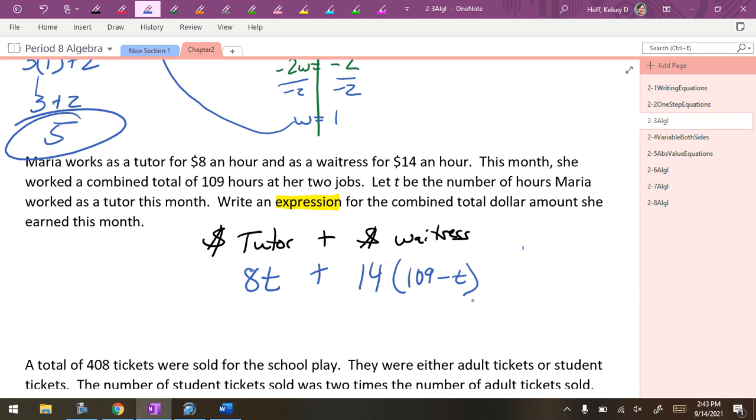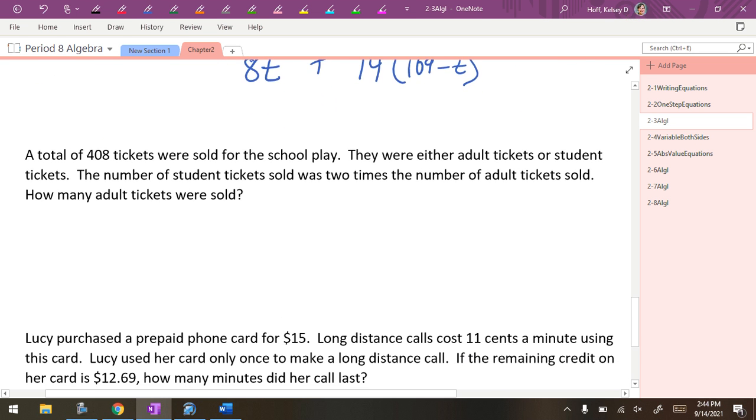Okay, so using this same thought process, now let's look at the next problem. A total of 408 tickets were sold yesterday for the school play. They were either adult tickets or student tickets. There's only 2 types of tickets. The number of student tickets sold was 2 times the number of adult tickets sold. How many adult tickets were sold?